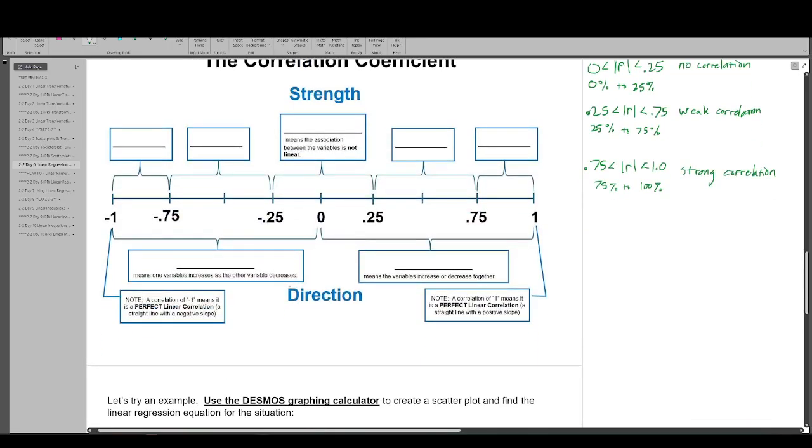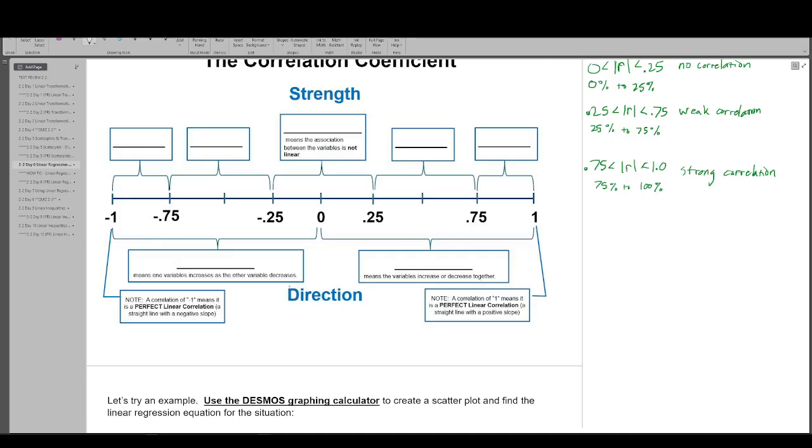This is a good summary over here, and we're going to fill in that information in this graphic organizer. So from 0 to 0.25 in both directions, we say has no correlation, or at least not a linear correlation. From 0.25 to 0.75 in both directions, we're going to say is a weak correlation. So these two are both weak. And then above 0.75, we say is a strong correlation.